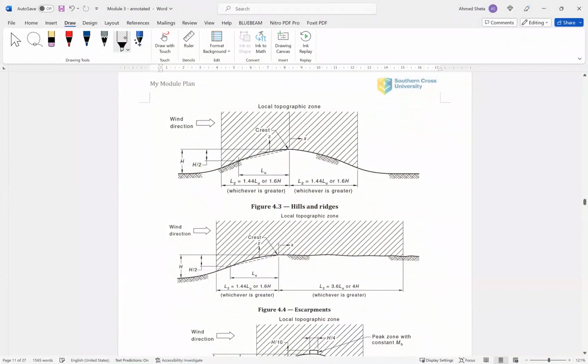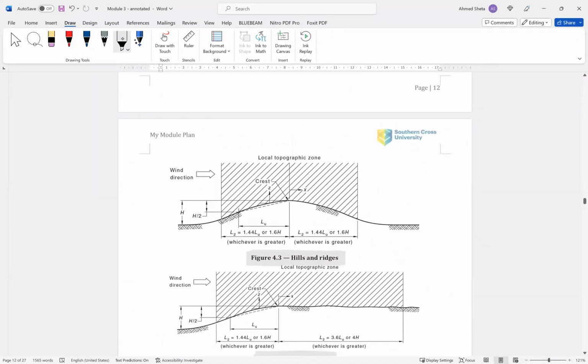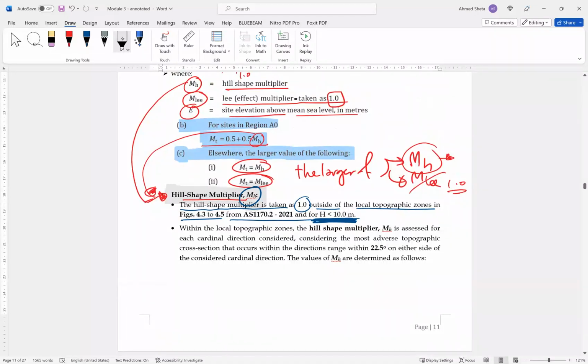And these are the figures. Figure 4.3, 4.4, and 4.5. Okay, so these are the figures. Outside of the figures, MH shall be taken as 1. Inside the figures, it will be calculated with the figures.